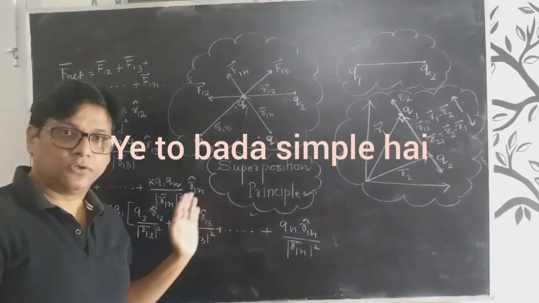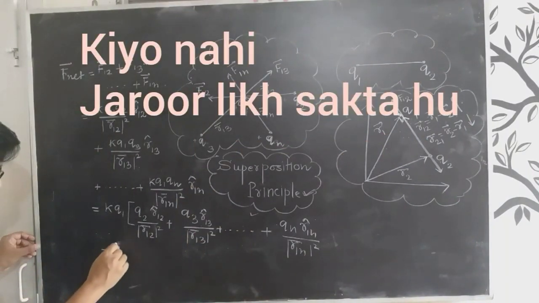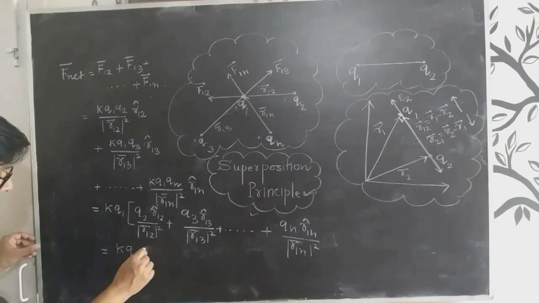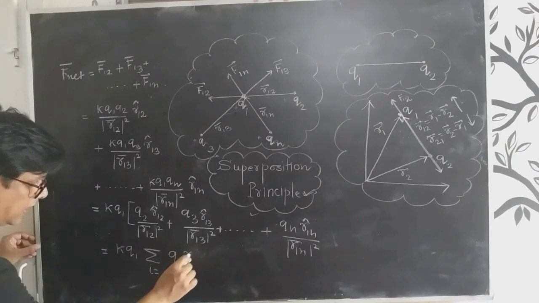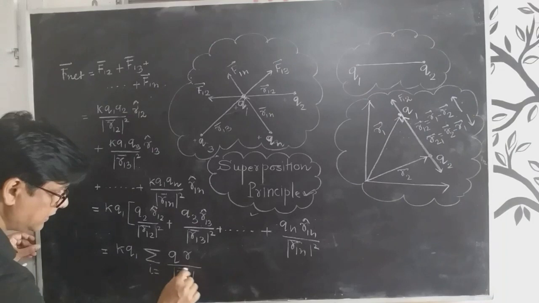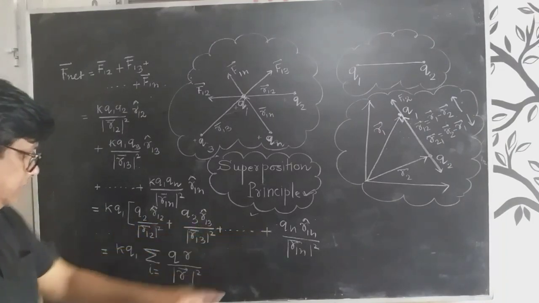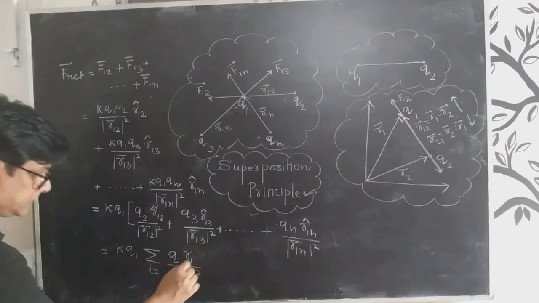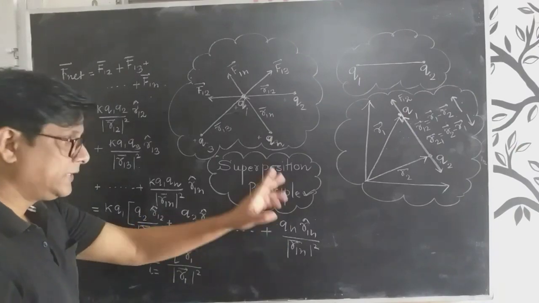Now, are you able to write this whole thing in a single equation? Yes, it is very easy. So simply I will write here KQ1 is the common. I will put a symbol of summation, with i equal to, now what is remaining here? Qi over Ri square. So you see, in this case 1 is common, so I am writing here 1. Here also 1. Here it is 2, here it is 3, here it is 4, like this it is going on.